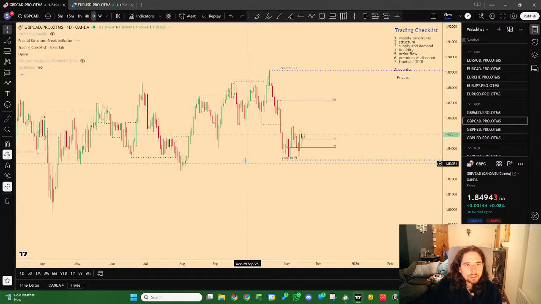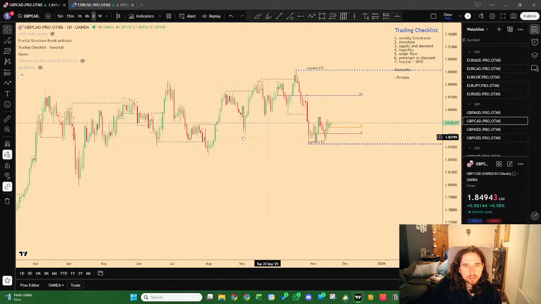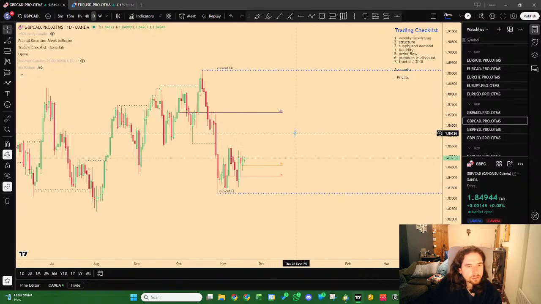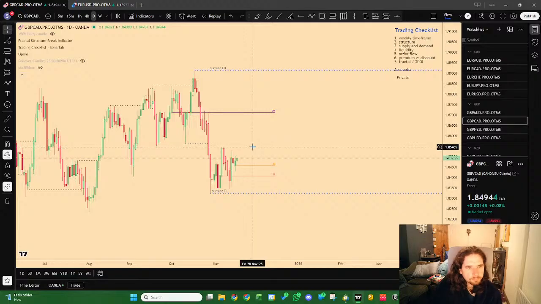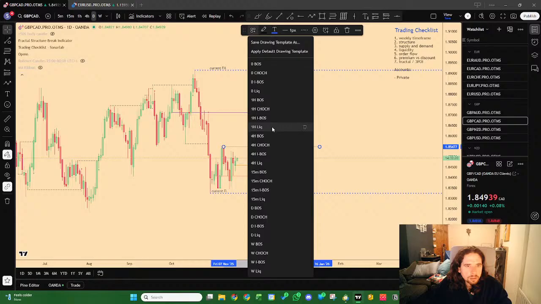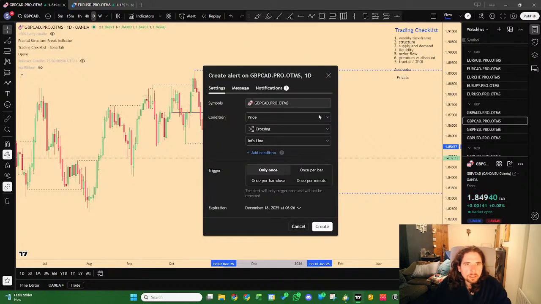Bullish, definitely. Bullish, probably between that low and that high. We've taken all the liquidity, so the only place is really up from here, I suppose. What I want is just to be alerted once this gets tapped.